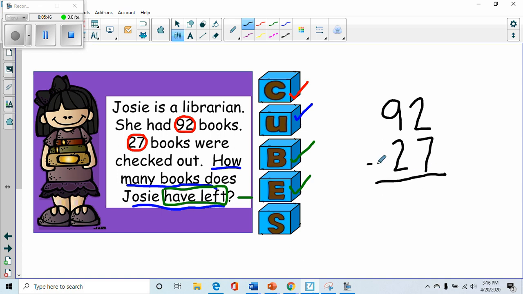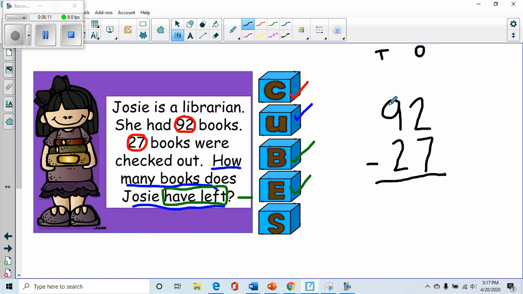Let's put our subtraction symbol. And let's remember that we start in the ones and then move to the tens when we subtract. When I'm in my ones place and I'm subtracting, I should ask myself, can I do that? If I have two ones, can I take away 7? And the answer to that is no, I can't do 2 minus 7.